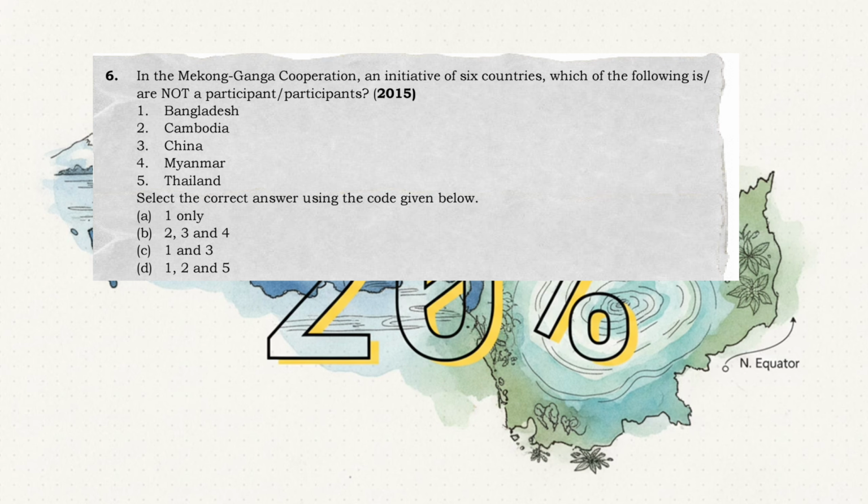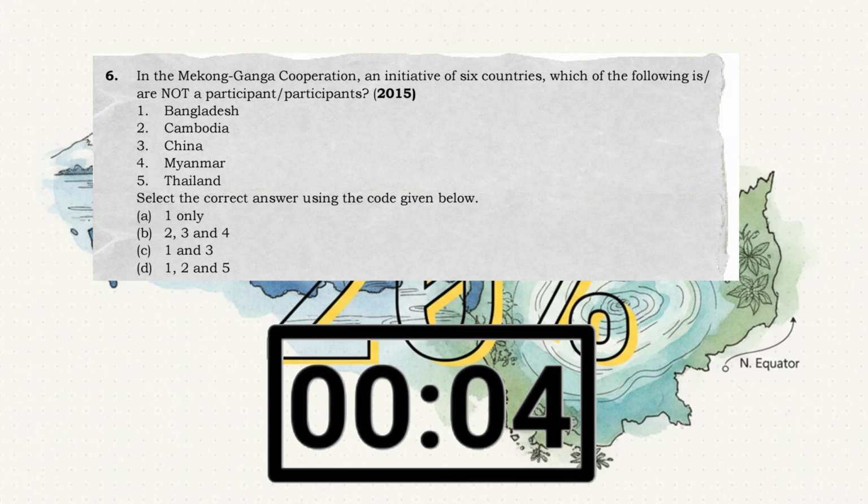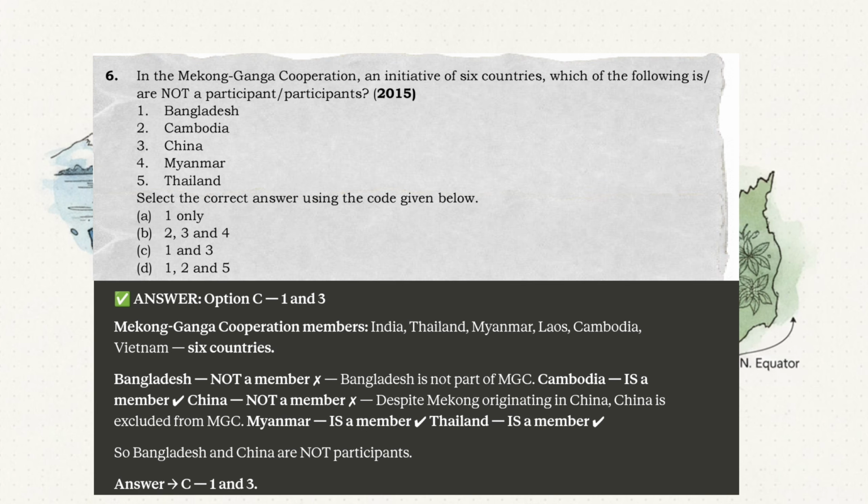Question 6, UPSC Prelims 2015. In the Mekong-Ganga Cooperation, an initiative of 6 countries, which of the following are not a participant? 1. Bangladesh, 2. Cambodia, 3. China, 4. Myanmar, 5. Thailand. Option A, 1 only. Option B, 2, 3 and 4. Option C, 1 and 3. Option D, 1, 2 and 5. Pause 5 seconds. Answer: Option C, 1 and 3.